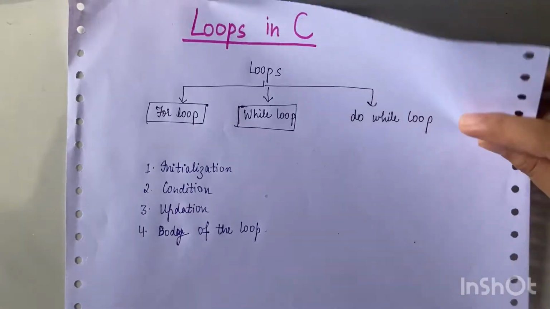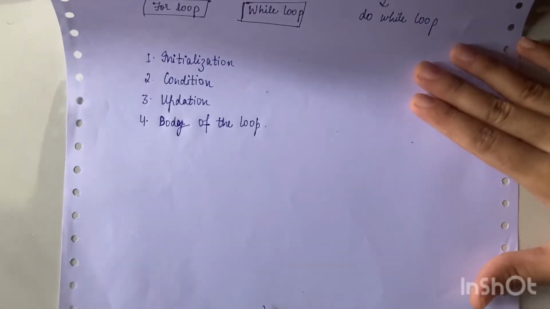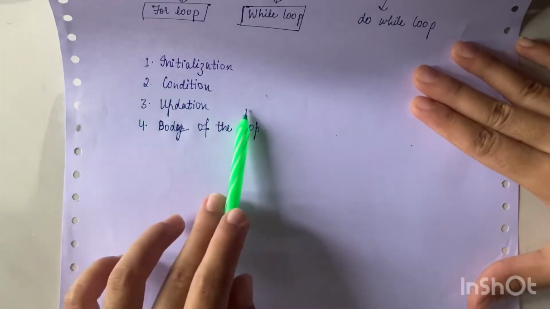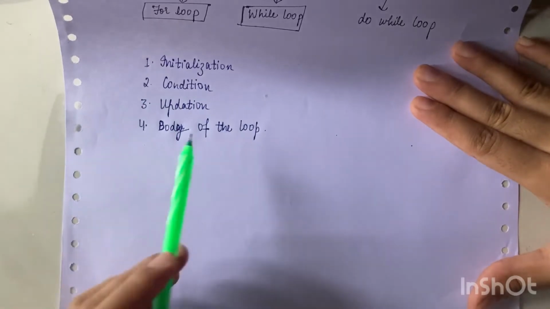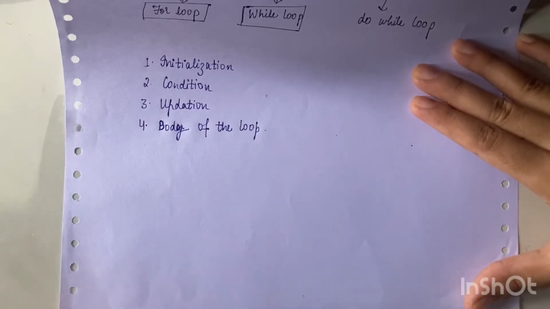It might sound a little tricky right now, but keep on watching the video. You'll get to know what is initialization, what is condition, and what is updation, and how we put them all together in a loop. So for that we'll have to see the syntax of the loop.